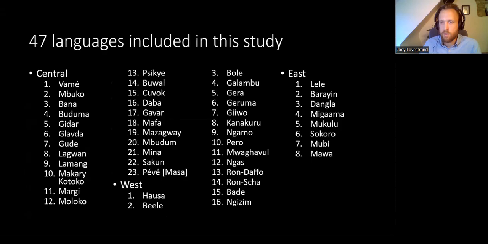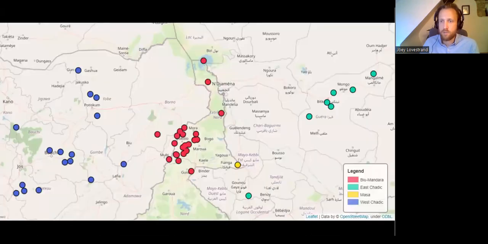And also thanks to Harold, I was able to get data for quite a few of these. So I've been able to look at 47 Chadic languages for this particular study. Here are those 47 languages that I've included in this study on a map, with different colored dots representing which subfamily of Chadic they're a part of.